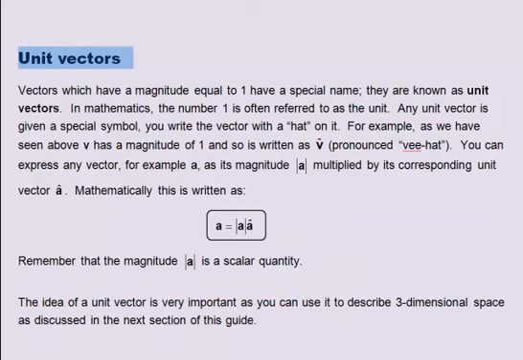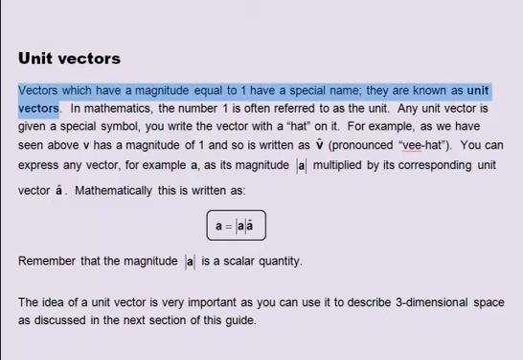Unit vectors. Vectors which have a magnitude equal to 1 have a special name. They are known as unit vectors. In mathematics, the number 1 is often referred to as the unit. Any unit vector is given a special symbol. You write the vector with a hat on it.